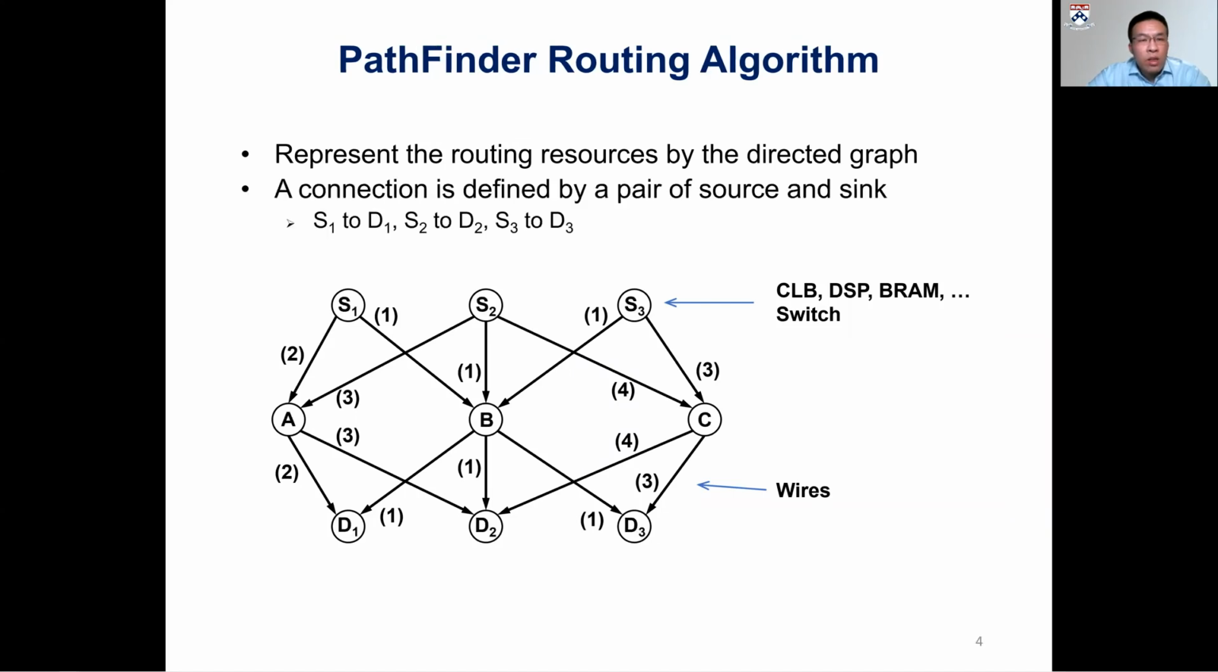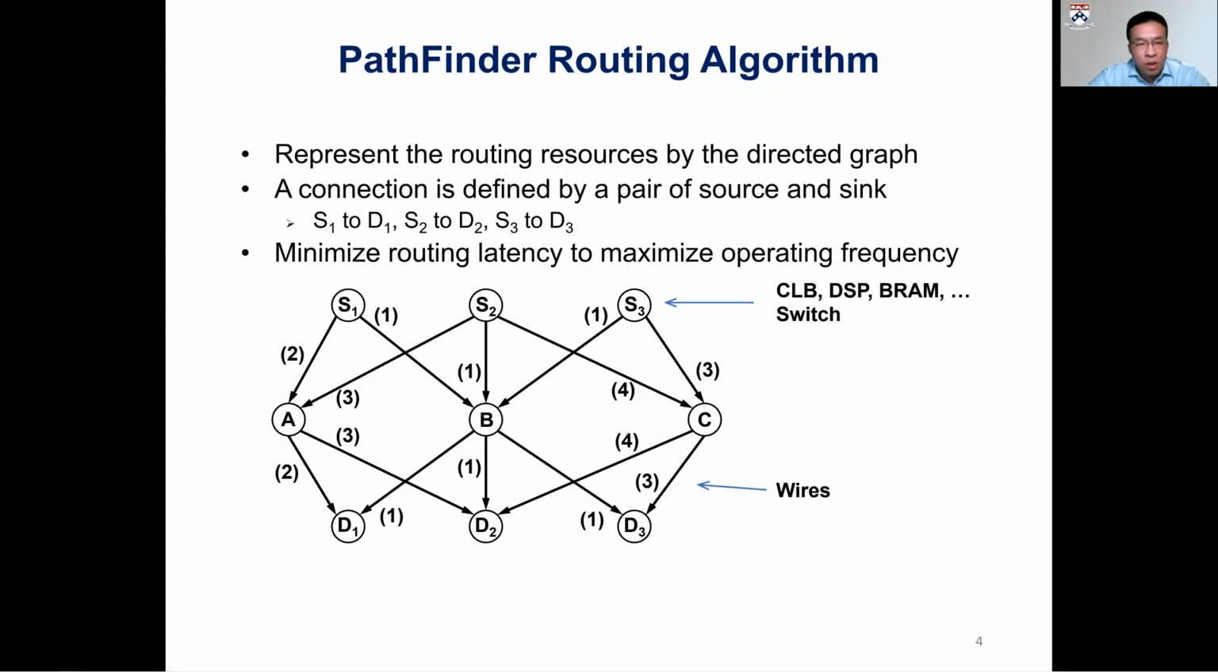A connection is defined by a pair of source and sink. In this example, there are three interconnections, S1 to D1, S2 to D2, and S3 to D3. The goal of the routing process is minimizing the routing latency to maximize the operating frequency.